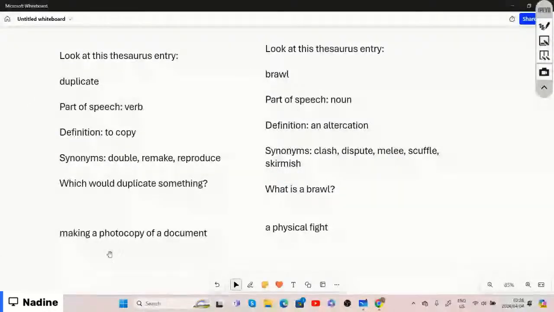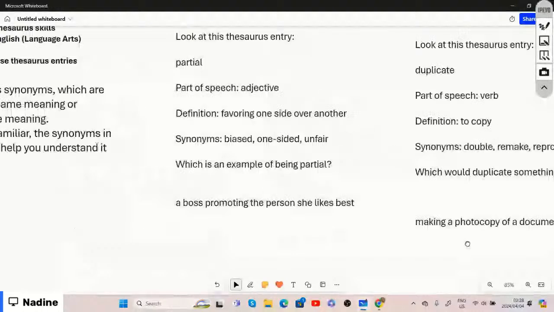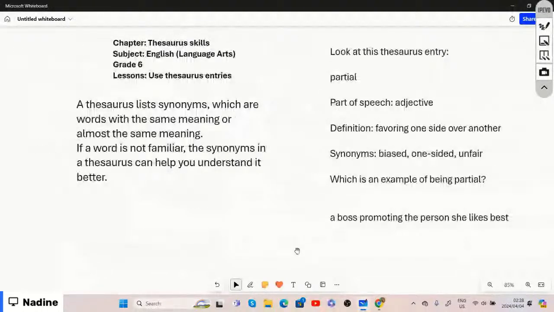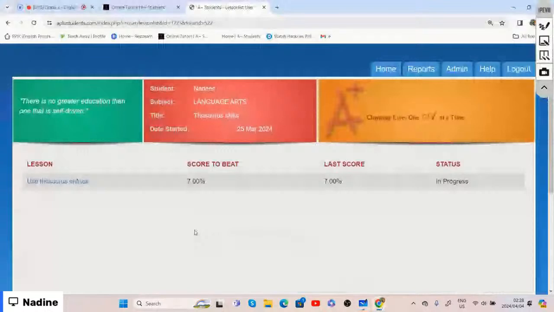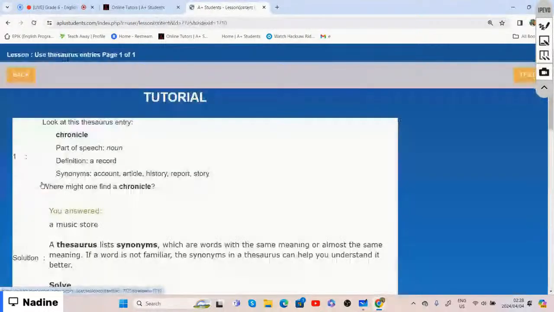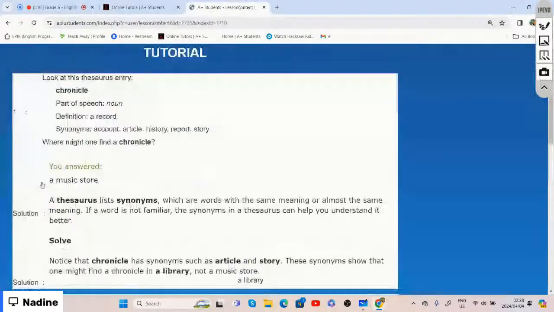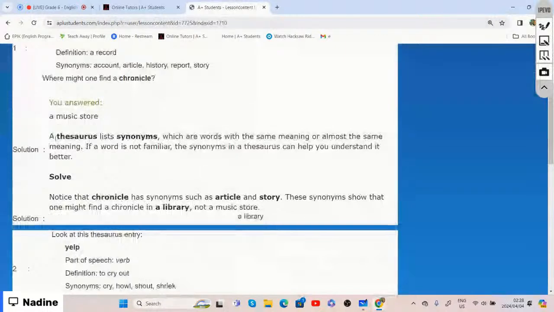All right. So we are doing a tutorial lesson on aplusstudents.ca, and our chapter is Thesaurus skills. The lesson that we're doing is to use thesaurus entries. And once again, a thesaurus lists synonyms, and synonyms are words with the same meaning, or words with almost the same meaning. That is a synonym.